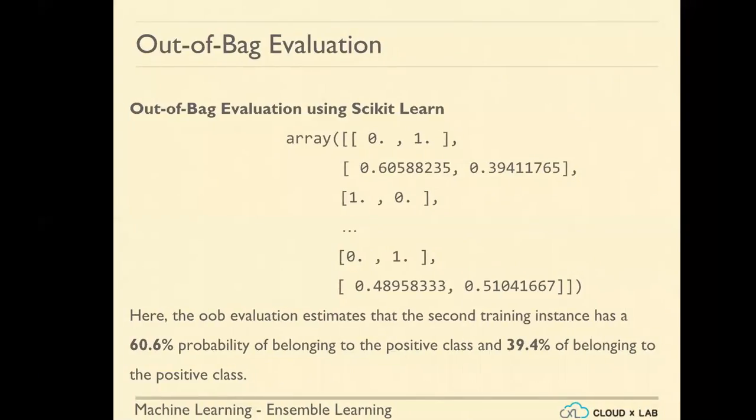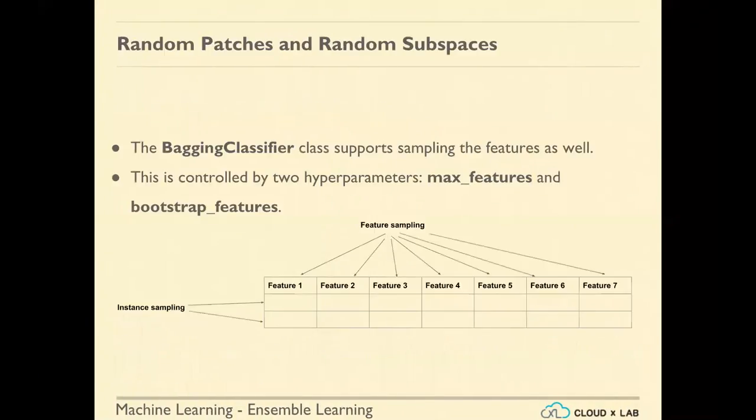Good. Moving on now. A very important idea with respect to sampling further is random patches and random subspaces. So far we've learned about the voting classifier, hard and soft, and then bagging and pasting. Now let's talk about random patches and random subspaces. The bagging classifier class supports sampling the features as well. So far, what we did was sample the instances, the rows in our data.